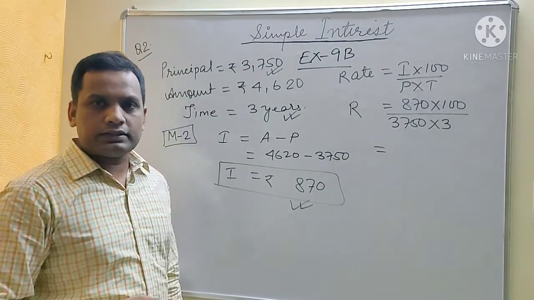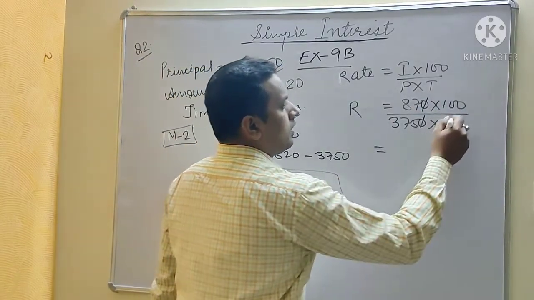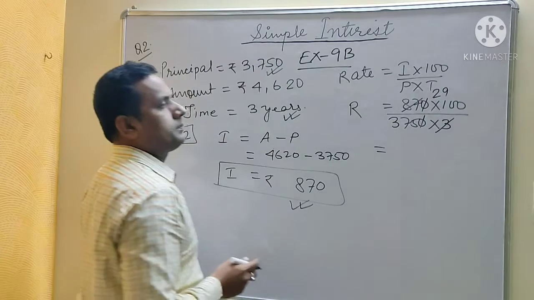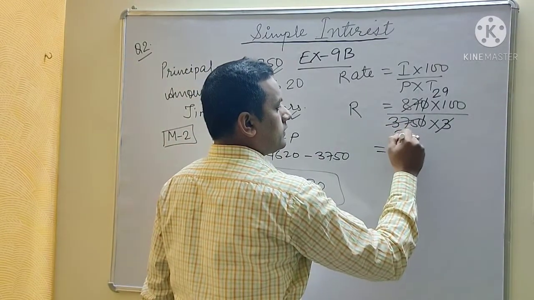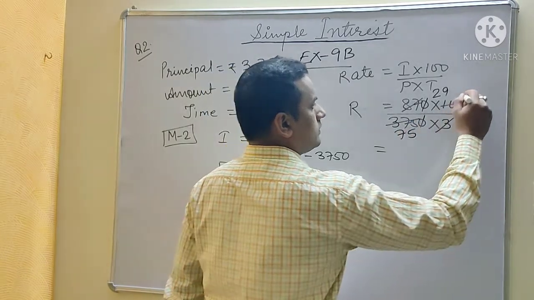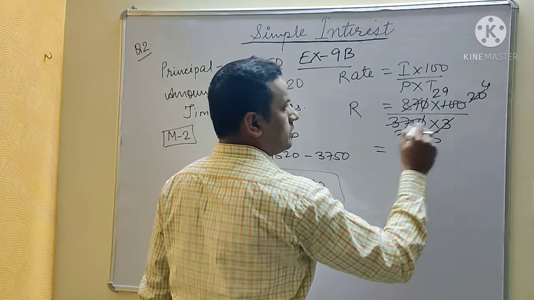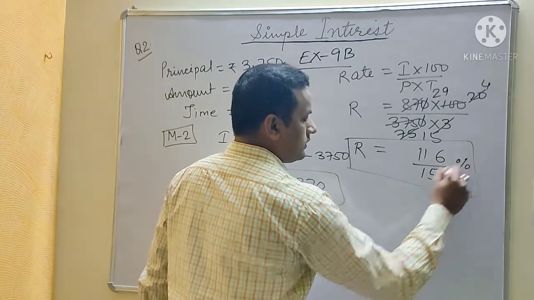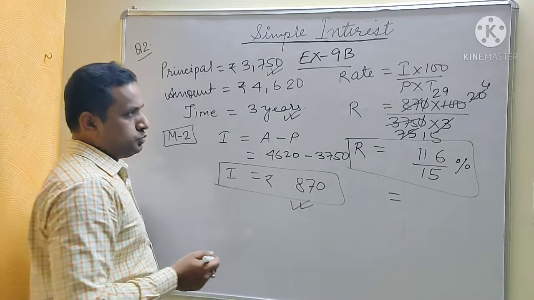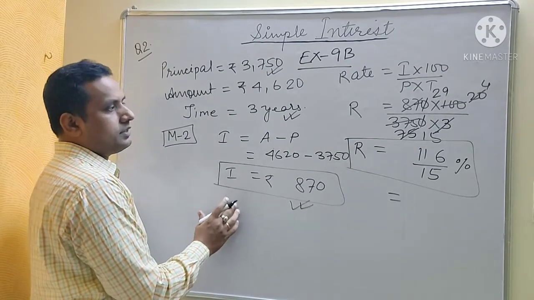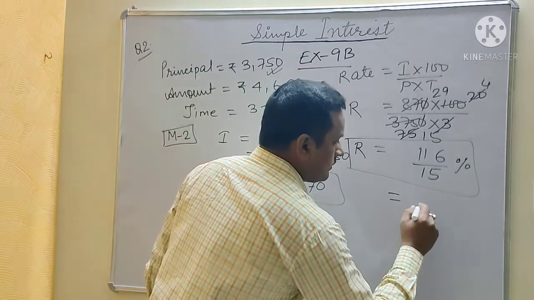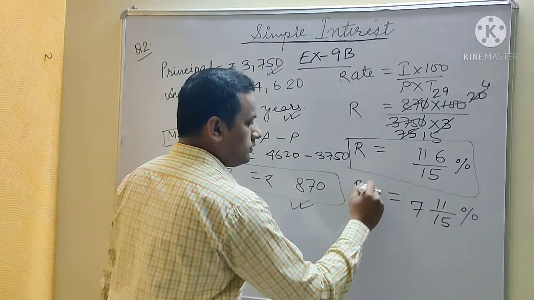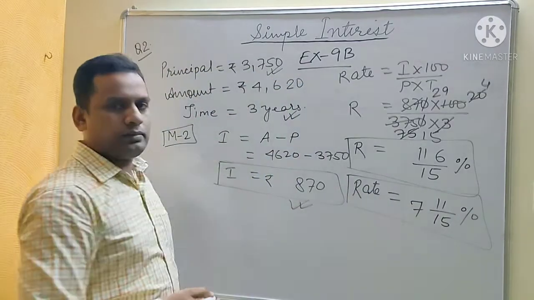Cancelling the common factors, we can cancel it and we will get 29, and further 5 sevens are 35 and 5 fives are 25, again 15. So from here we get rate, that is R is equal to 116 by 15%, which came in the first method too. But you can see method 2 is very easy, it is more or less calculative, and we can proceed very directly. And further we have to convert it into a mixed fraction, so we will write it as rate equal to 7 whole 11 by 15%.